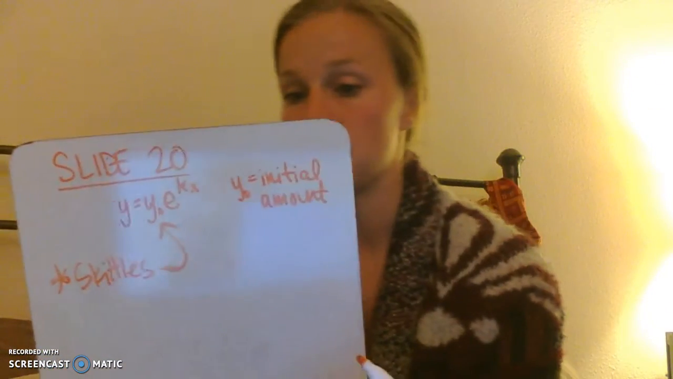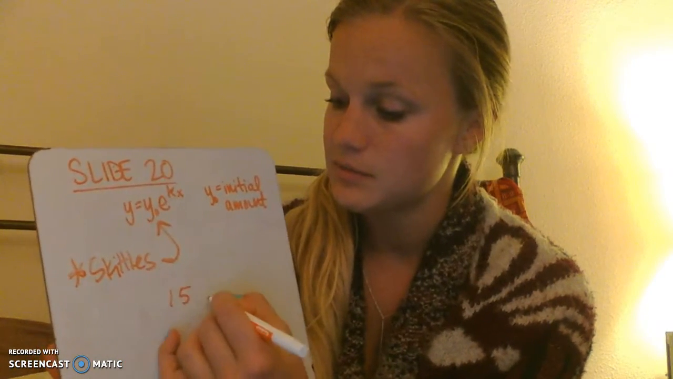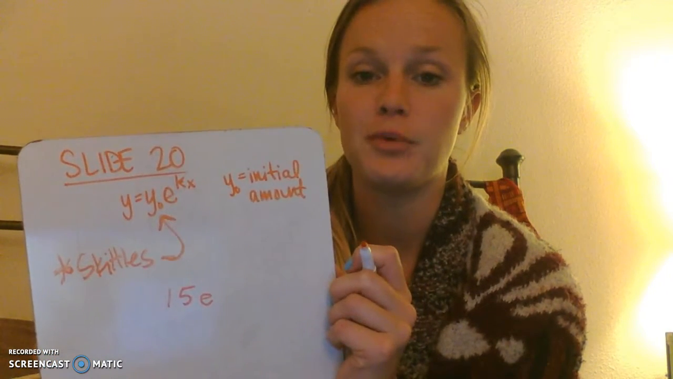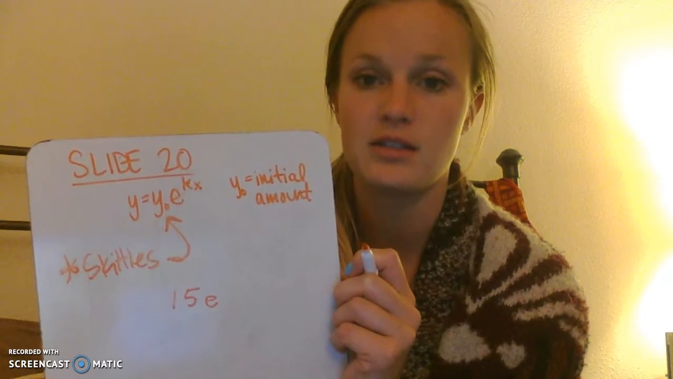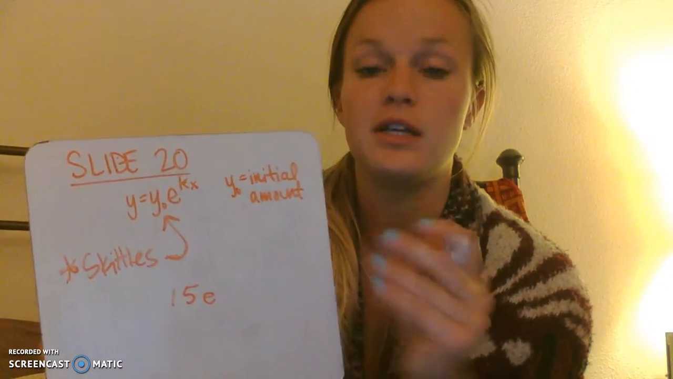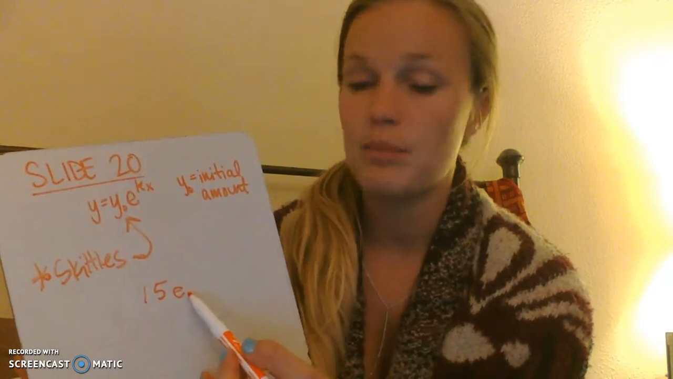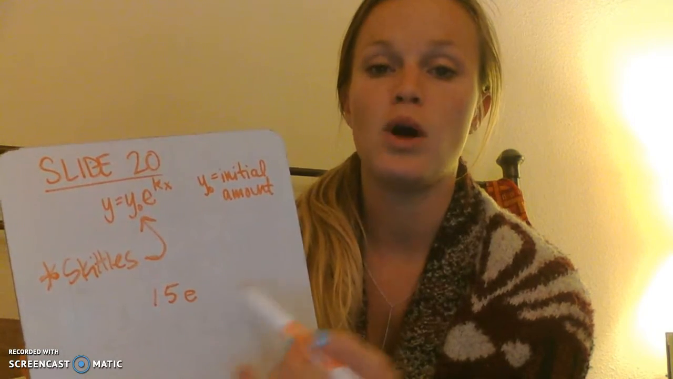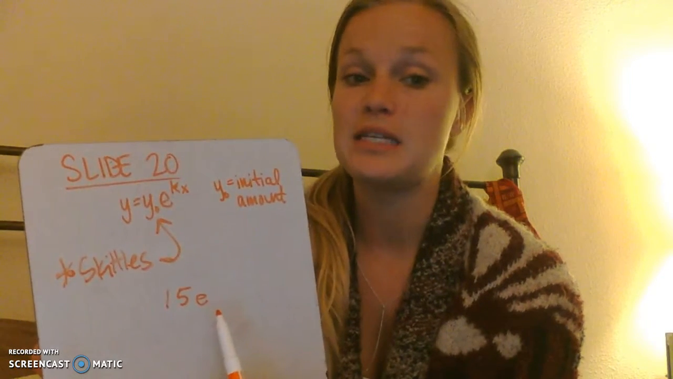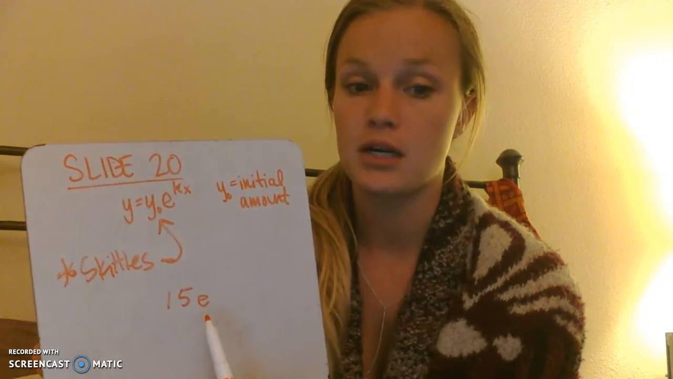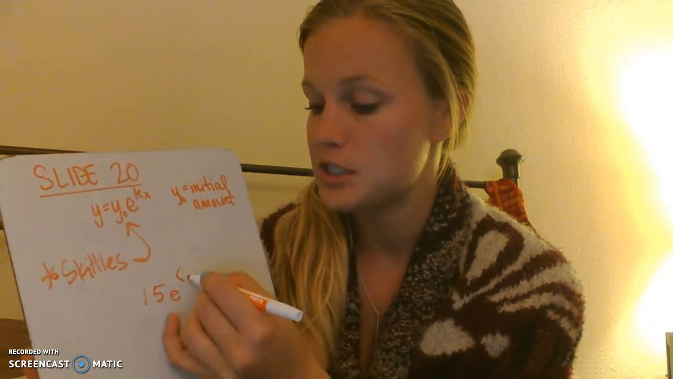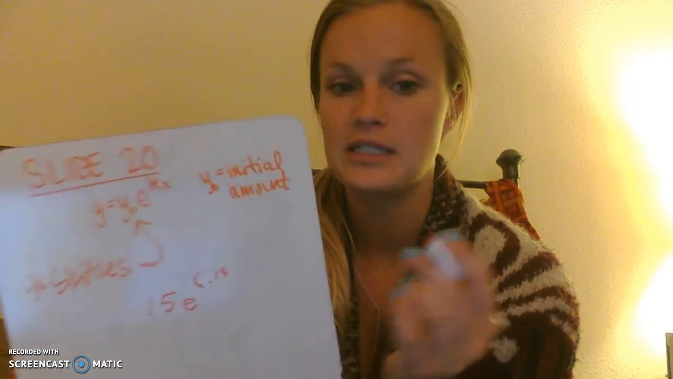I'm given that my initial amount is 15 cells, and e is representing, just like pi represents 3.14159265358979 and on and on and on, e represents a number 2.718, blah, blah, blah. So we're going to keep e. That's not a variable here. e is a number. It's an irrational number. Raised to my constant, which is 18%, changed to 0.18.